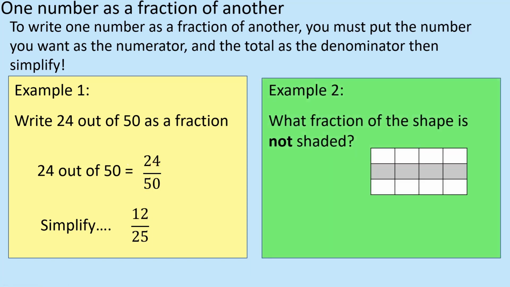All right, so what fraction of the shape is not shaded? All right, so same kind of process, but obviously visual. So I've got 1, 2, 3, 4. Oh no, not shaded, so I lie. So 1, 2, 3, 4, 5, 6, 7, 8. It's 8 out of 12 not shaded. So I'd write 8 out of 12, and then I'd look to simplify it. Well, they can both divide by 4, so it's going to be 2/3.